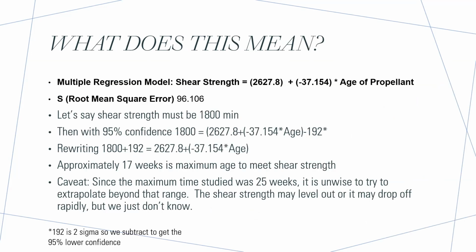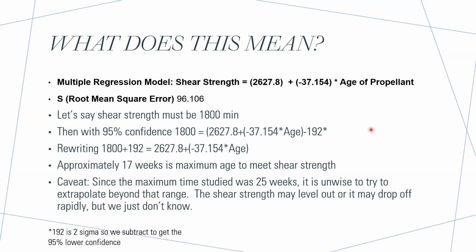So what does this mean from a practical standpoint? Well, we have our formula. We have our standard error. Let's say shear strength must be 1,800 minimum. So with 95% confidence, we'd want 1,800 to equal our regression formula minus 192.